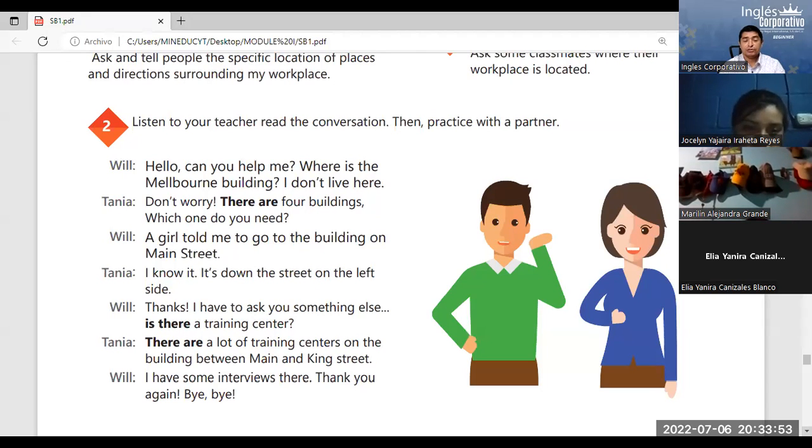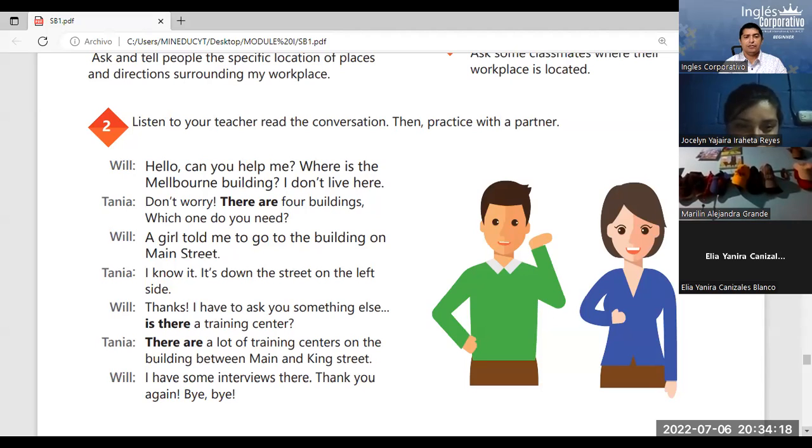Okay, la conversación está bastante interesante. Se las he leído bastante despacio para que puedan comprender la pronunciación de cada palabra. Lo voy a leer una vez más, luego si tienen alguna pregunta o de cómo se pronuncia algo, con gusto.